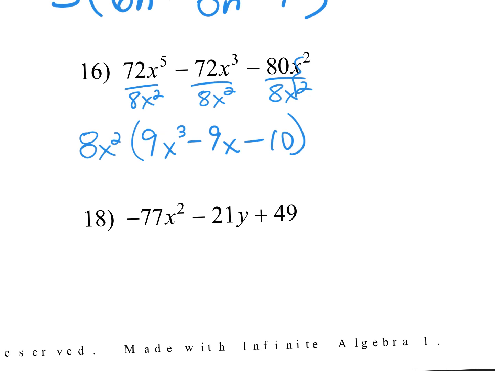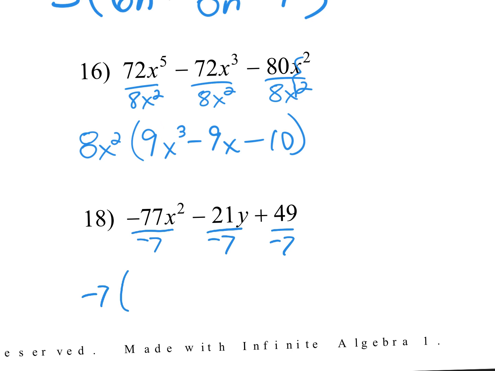Now come on over here. Ay, ay, ay. Big ugly numbers, but that's all right. We have 2 different kinds of letters, no big deal. What number is going to go into negative 77, negative 21, and 49? Negative 7. We're going to take out that negative. Good job. So rewrite your negative 7 out in front.